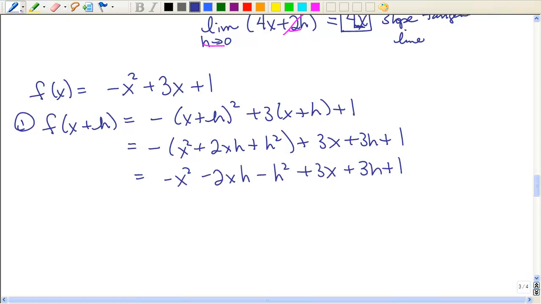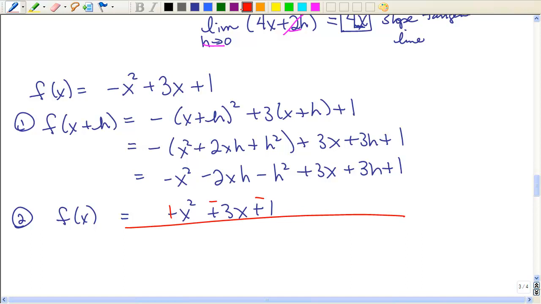Okay, so then my second step, f of x is just the given function. But remember, we're subtracting it. So if you recall, I would go through and change my signs. And now instead of going across the page, again, this is just an alternative way to do it, I would cross that out, cross that out, cross that out, and I would have this left.